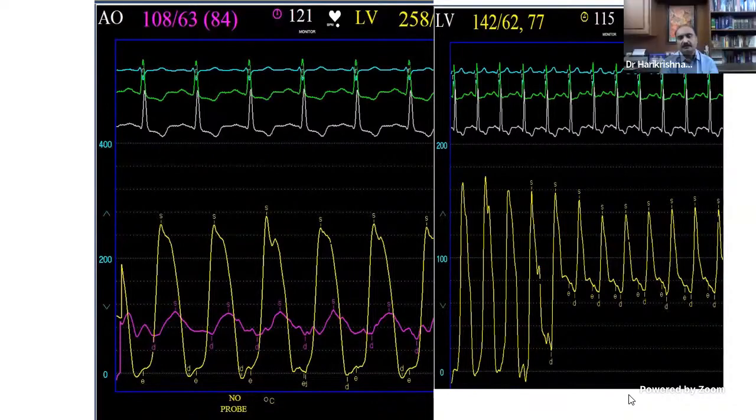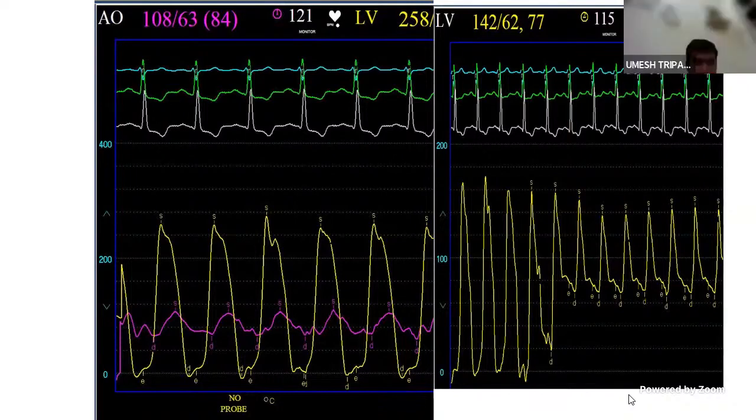Okay. And what is that gradient? Is it fixed or dynamic? So this is a fixed gradient, sir, because of slow upslope. Very good. So that is a fixed aortic stenosis. Probably we will give it as a valvular aortic stenosis. Something has been done, and this is a second tracing after some time.